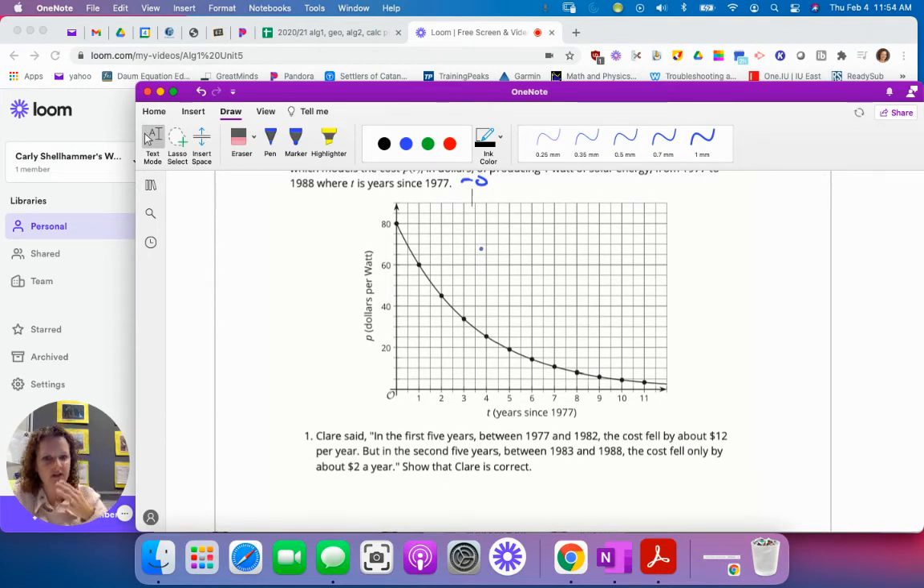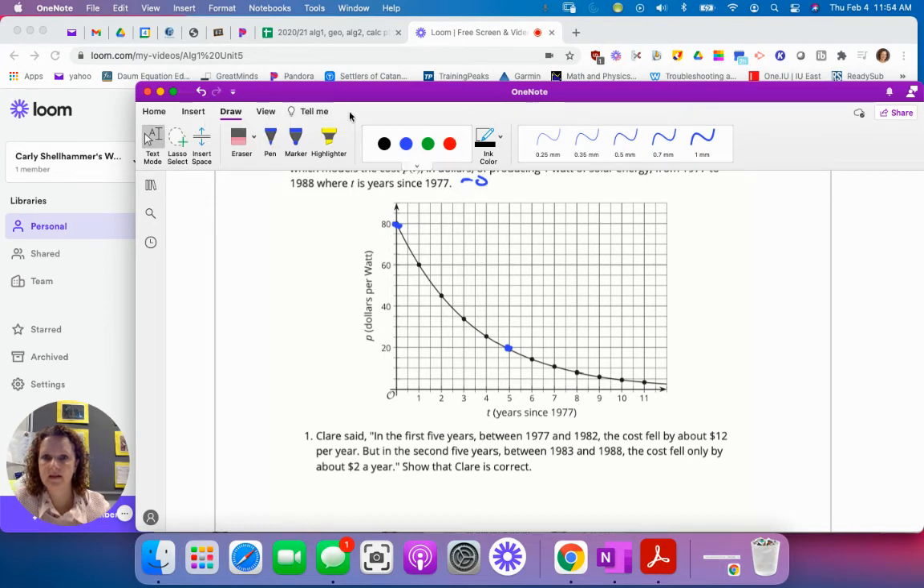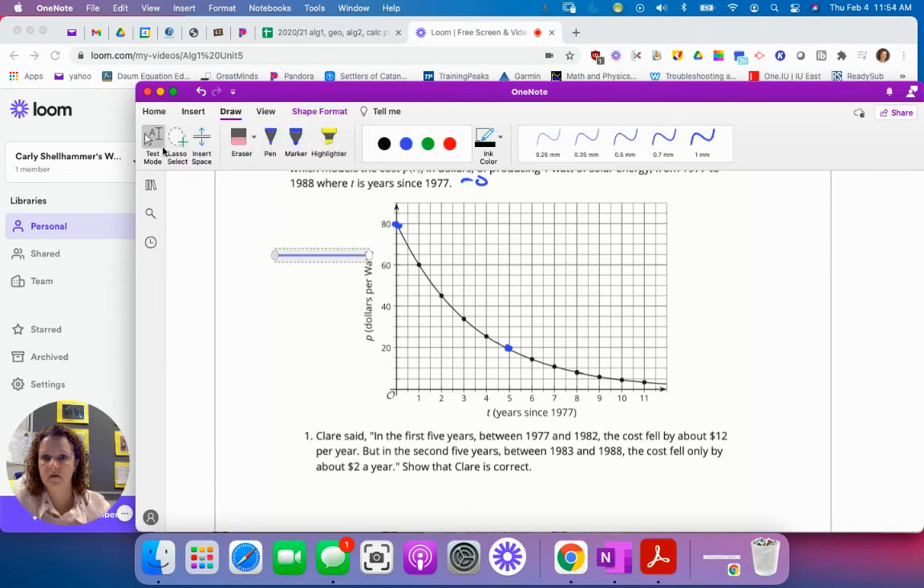Claire said in the first 5 years between 77 and 82, the cost fell by about $12 per year. So 77 and 82, first 5 years, I'm going to see if I can put a line in there. So insert a line. I know this is taking me a long time. So here to there. So that's what that is representing.